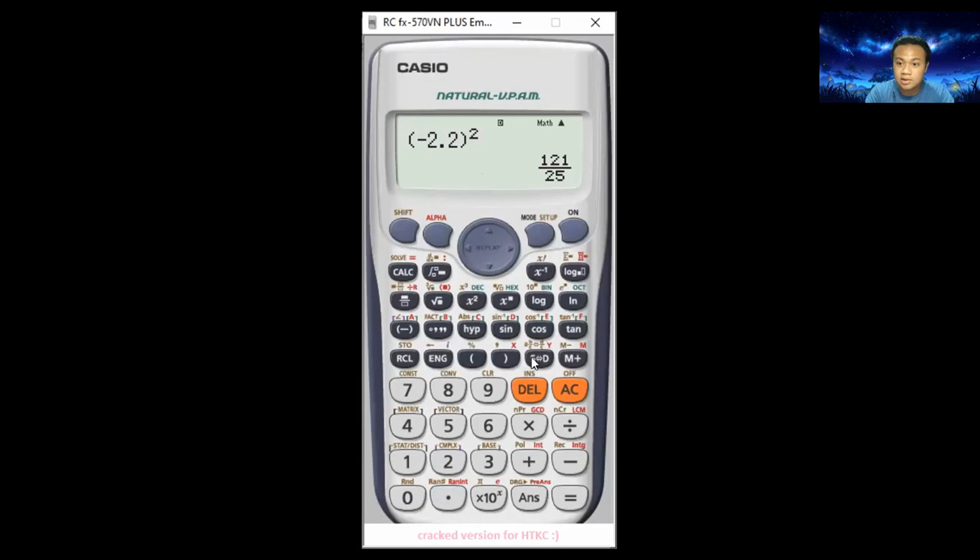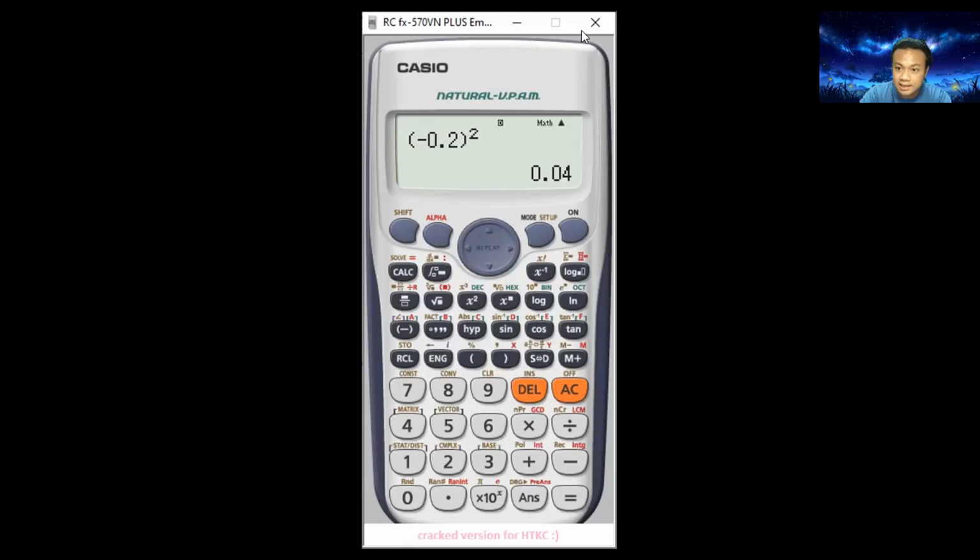If you don't have a scientific calculator, you can press the SD button to make it a decimal. That's in fraction form, and then it becomes a decimal. Then the same goes with 1.2, and we get 1.44. Same with 0.2, equals 0.04, and so on and so forth, okay?